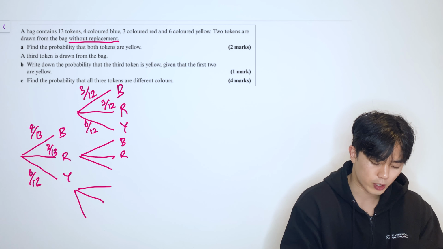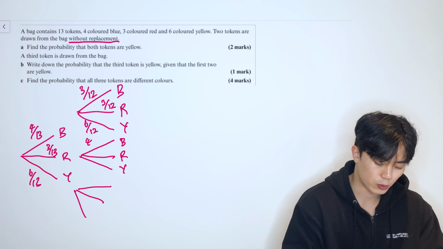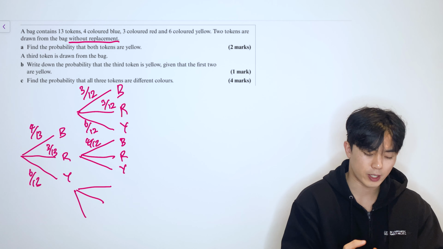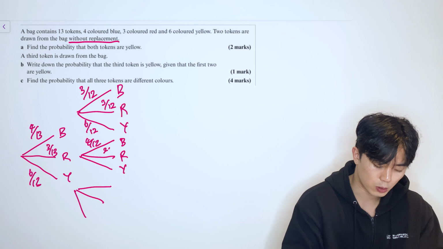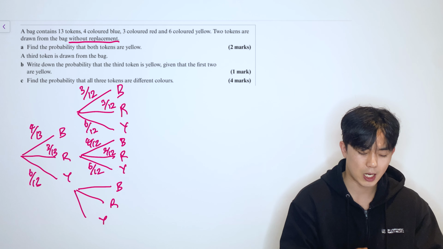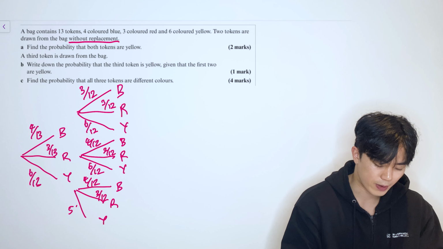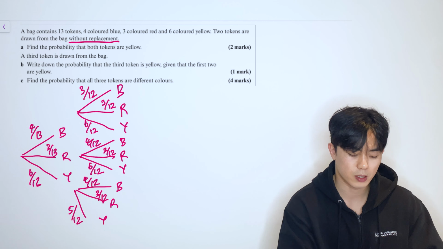Now let's say we took 1 red out in the first token. The number of blues is still 4 out of 12. Because we took 1 red out already, it used to be 3, so now it's 2 out of 12. And yellow, there's still 6 out of 12, like this. And finally, if I was to take 1 yellow out in the first one, number of tokens of blue is still 4 out of 12. Red is still 3 out of 12. And yellow now is going to be 5 out of 12 because we took 1 out of the 6.